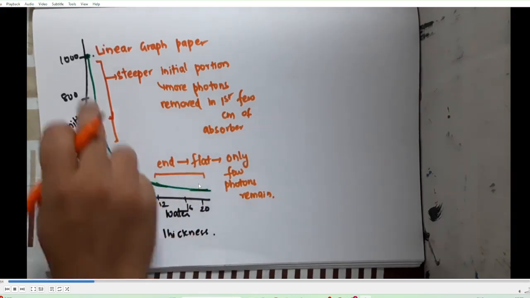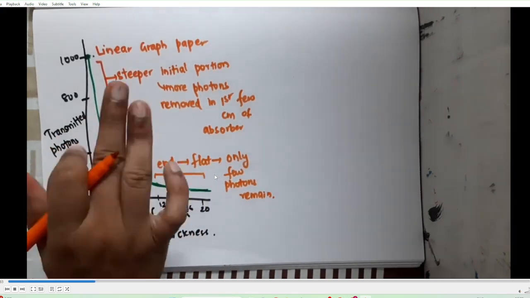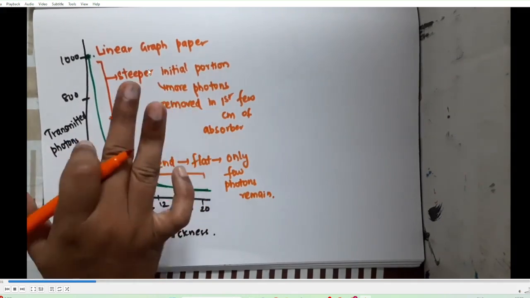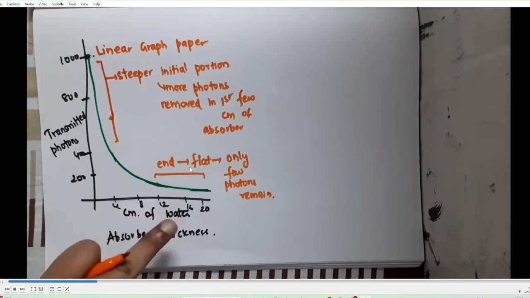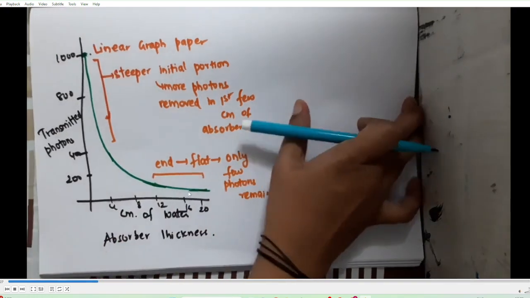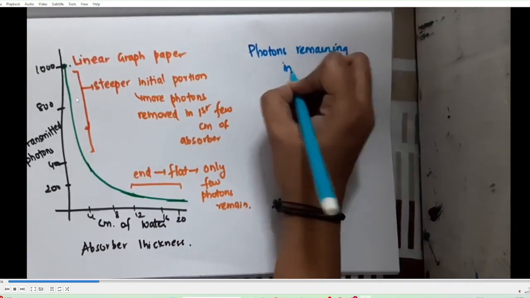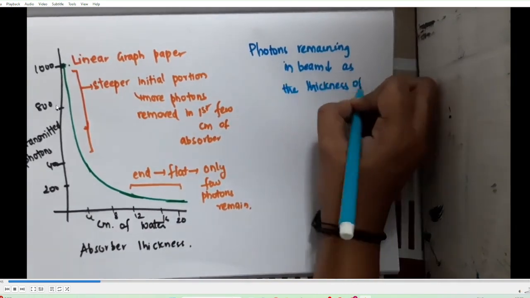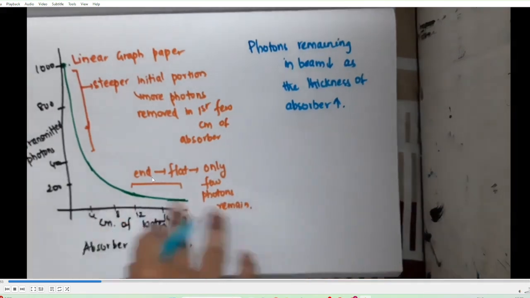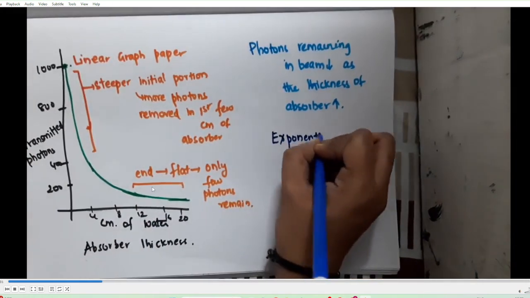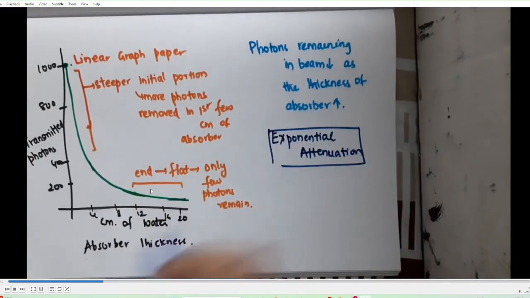So this is the linear graph. At the end, the curve will be flat, as the number of photons remaining in the beam decreases as the thickness of the absorber increases. So this is called exponential attenuation.